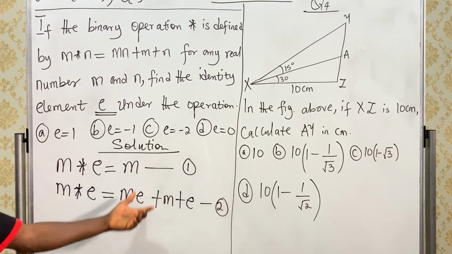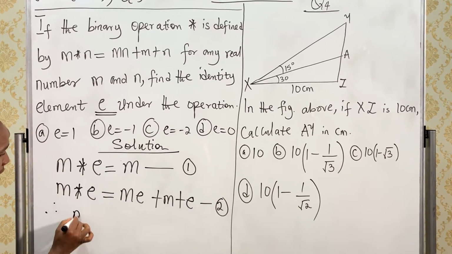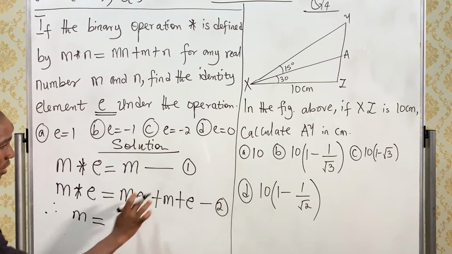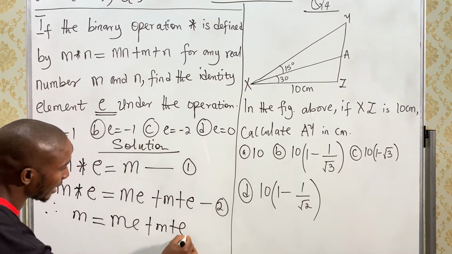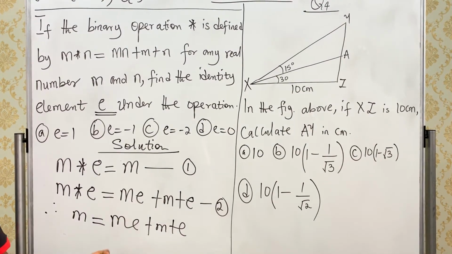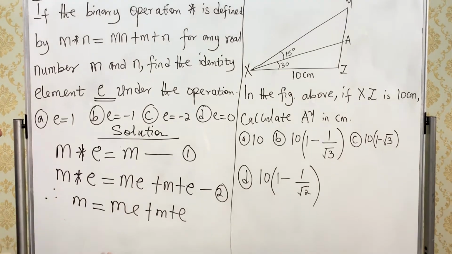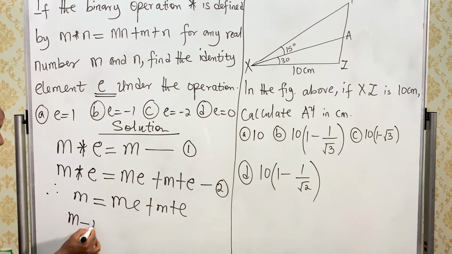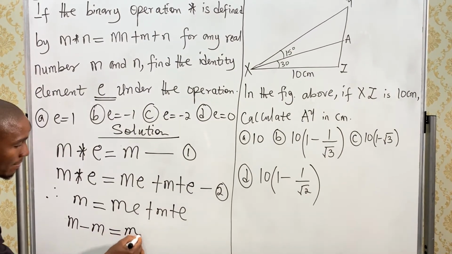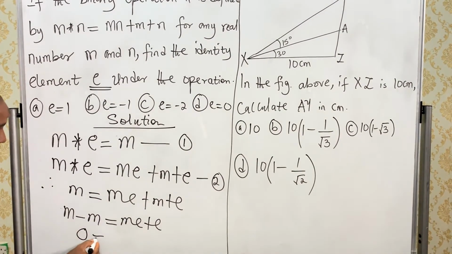Both equation 1 and 2 are equal to this operation. It means we can equate the two together. That means we can say therefore now, M, which is this M, is equal to M, E, plus N, plus E. And the question is to find E, which is the identity element. So we can make E the subject of the formula. We can transfer this M to this side of the equation. So it becomes M minus M equals ME plus E. M minus M will give us 0 equals to here.